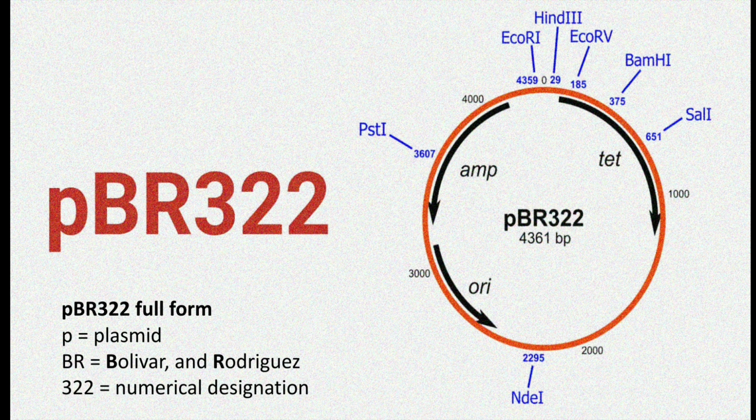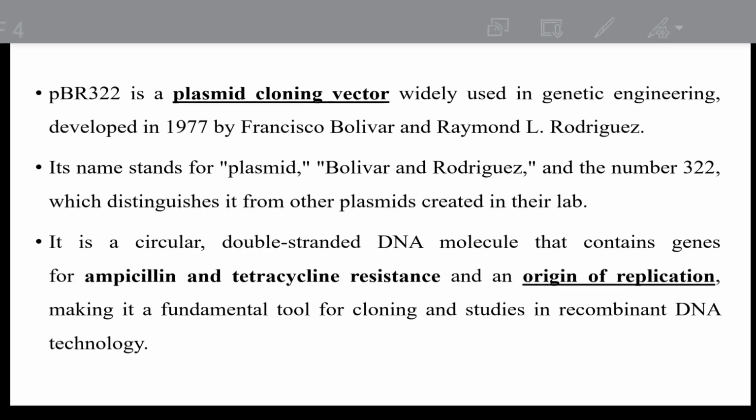At first it was developed in the year 1977 by Francisco Bolivar and Raymond Rodriguez. According to the initials of their names, this plasmid is named plasmid BR, and 322 is just a numerical designation. It is just a number which distinguishes it from other plasmids created in their lab.